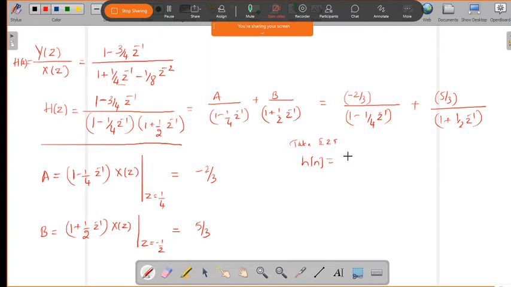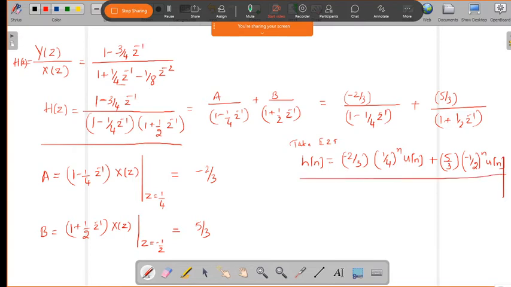So what is h of n? Minus 2 by 3 into the inverse Z transform of this, which is 1 by 4 power n into u of n, plus 5 by 3 into minus half power n into u of n. So this is your impulse response.